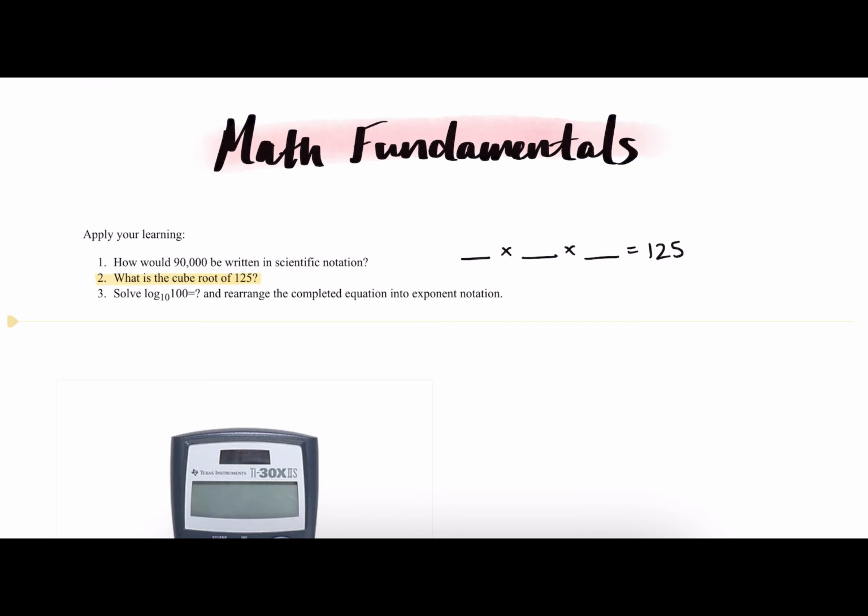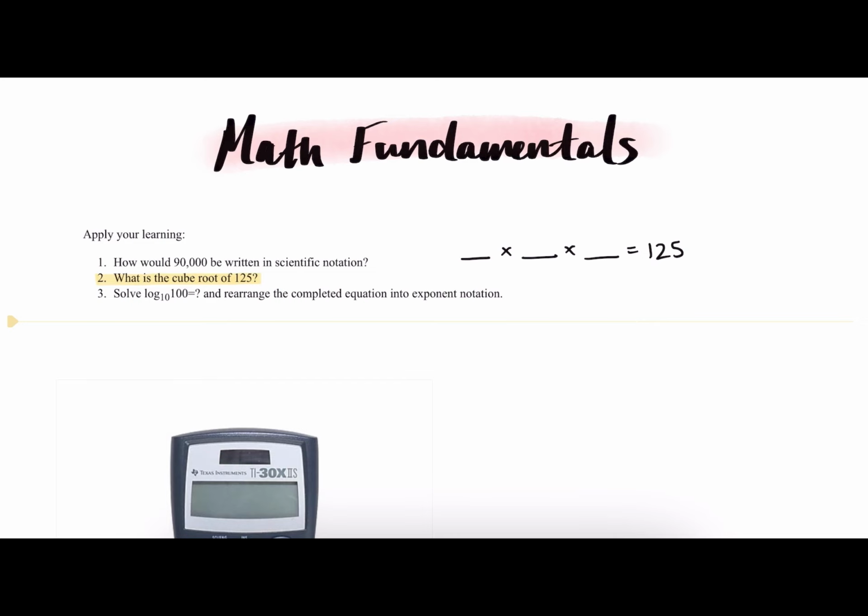So one way to solve this problem is to just plug in different numbers like 1 times 1 times 1, 2 times 2 times 2, and so on and so forth until you find which number results in 125, and that would be your cube root. But that can take some time depending on what number you're looking for, and so another way you can solve it is by using your calculator.